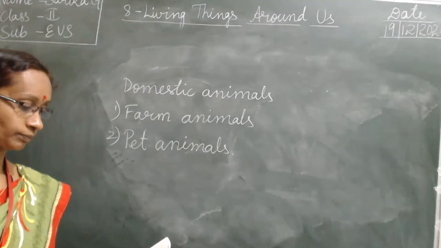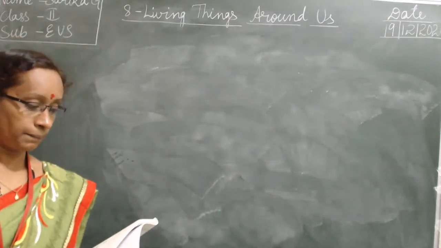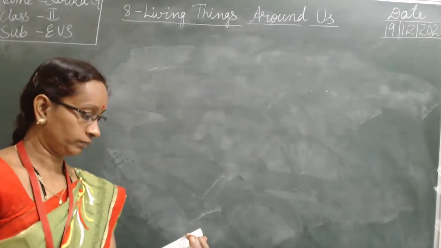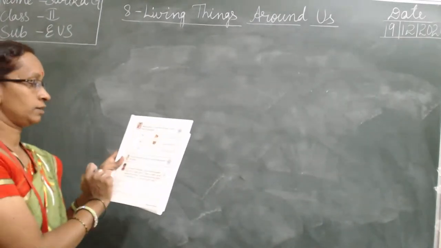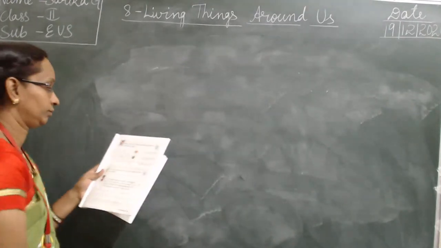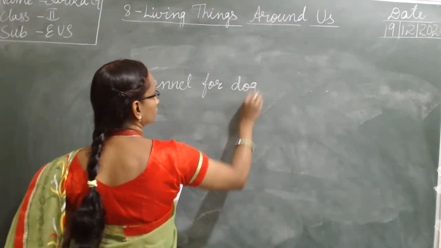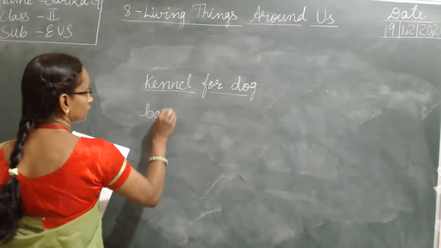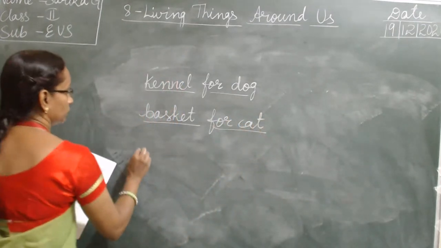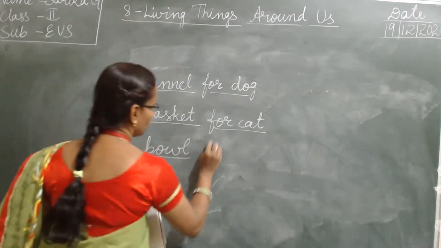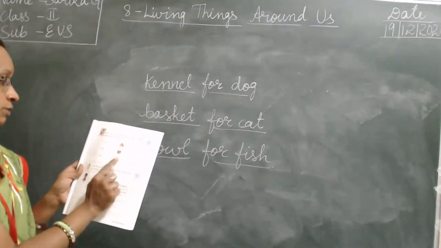Next, look around. Match the pets to how they are kept at home. Name their spaces. Cat basket, fish bowl, dog kennel. Basket for cat, bowl for fish. Yes, cat basket, fish bowl, dog kennel.